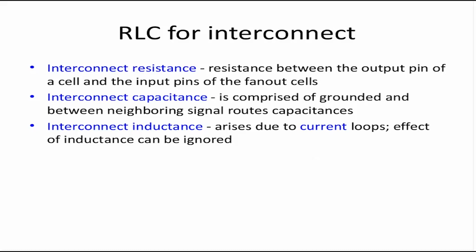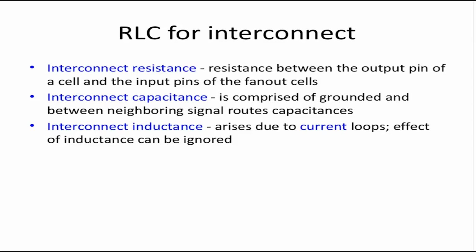Interconnect resistance is between the output pin of a cell and the input pin of the fan out cell. Interconnect capacitance: every node, every input of a cell or every output of a cell or every net itself will have some capacitance with ground, and two nets running will have some capacitance between them. This is called coupling capacitance.